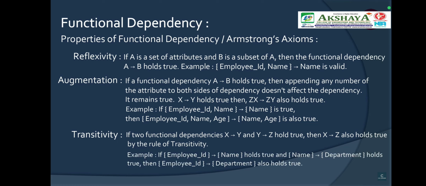Transitivity. If two functional dependencies X → Y and Y → Z hold true, then X → Z also holds true by the rule of transitivity. Example, if employee ID → name holds true and name → department holds true, then employee ID → department also holds true.